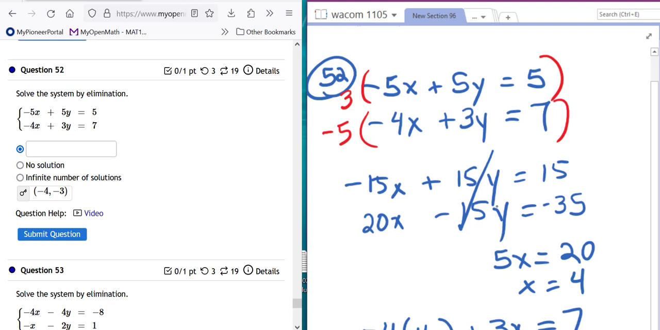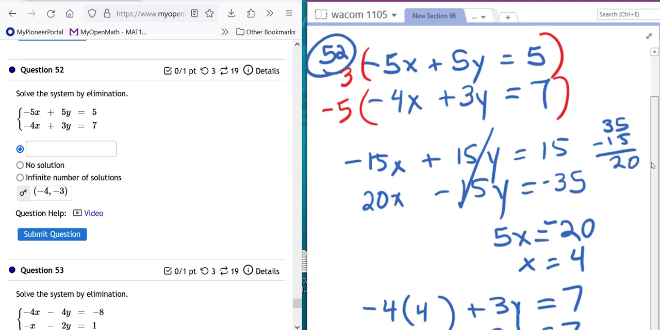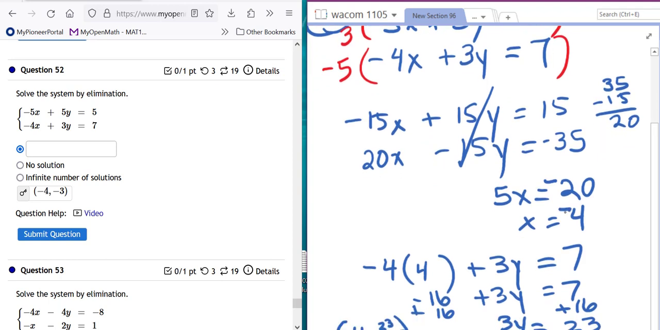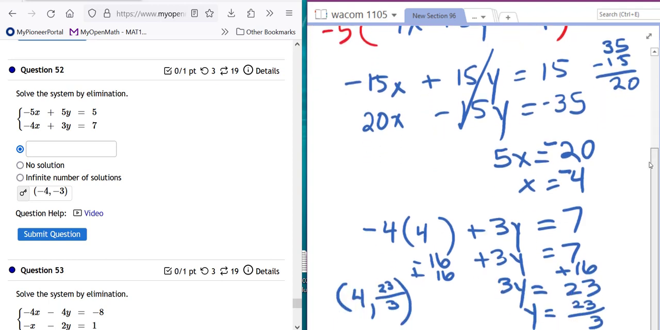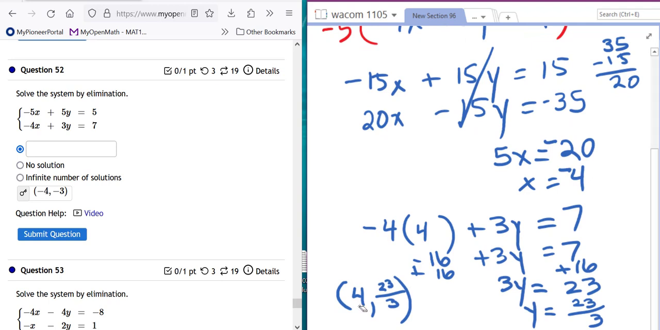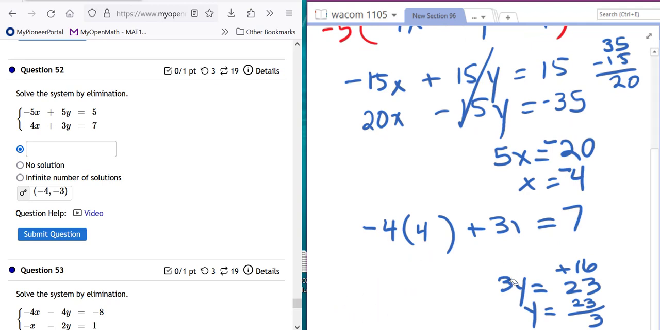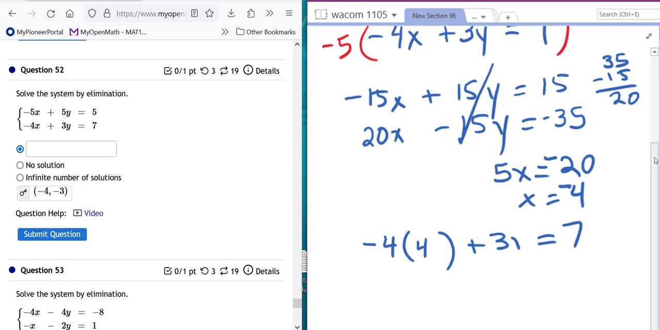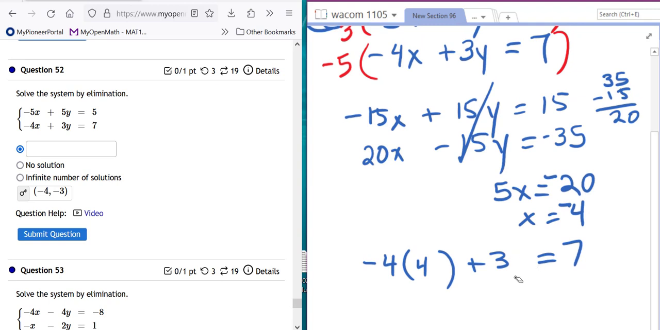Right, now I add them together. 20 minus 15 is 5x, and this should have been negative, because the larger one should have been 20. X equals negative 4. Right, so let's fix this. We can fix this pretty easy. This was just plug in. And I plugged into this equation.